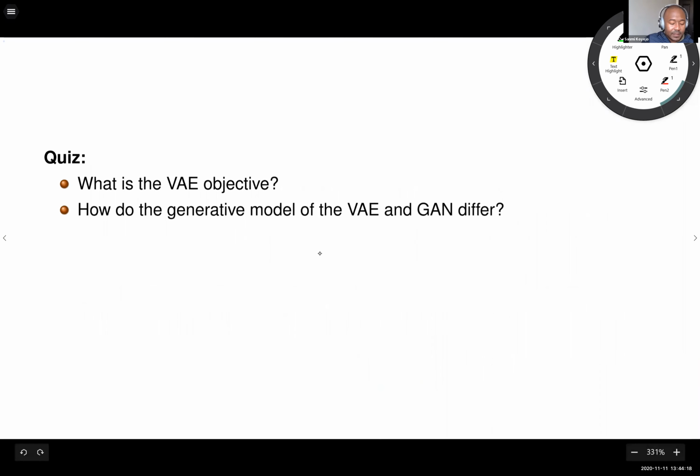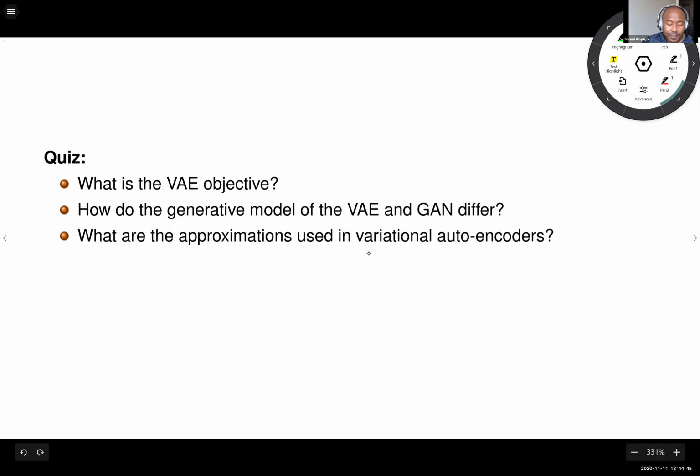Okay, so we have a minute, so I'll quickly go through the quiz. Some of the things that you should remember when you go through your notes: think about what the VAE objective is, and how it differs from what the GAN generative model and objective function are. The VAE objective is maximum likelihood, or an approximation of maximum likelihood, which ends up having a regularization term plus a data fit term. The generative model has additive noise, whereas the GAN has no additive noise.